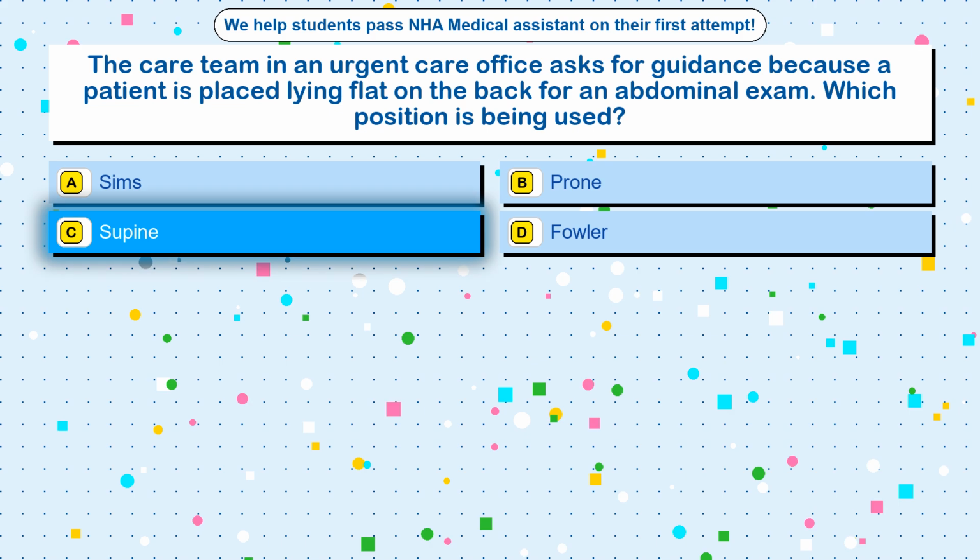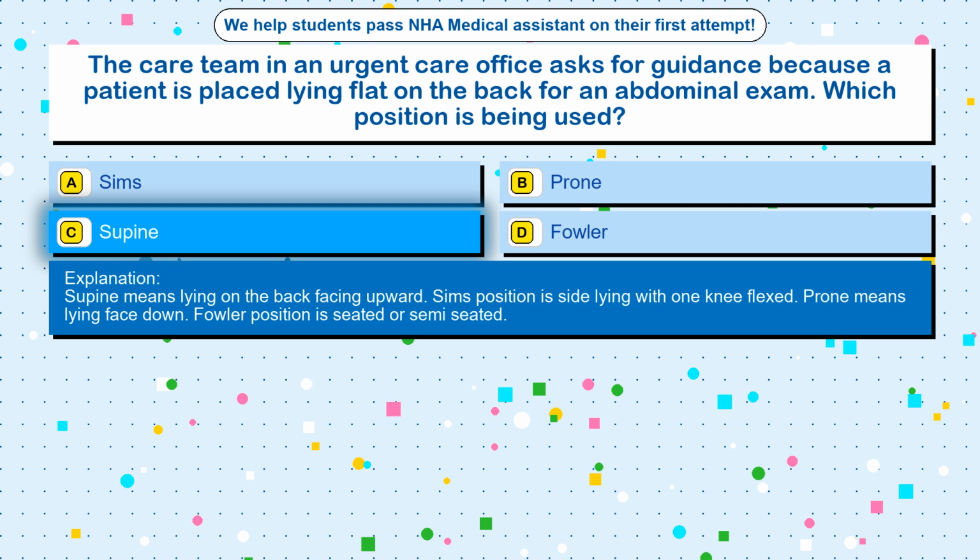Supine. Supine means lying on the back facing upward. Sims position is side lying with one knee flexed. Prone means lying face down. Fowler position is seated or semi-seated.